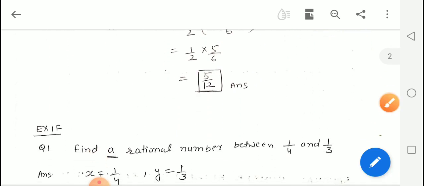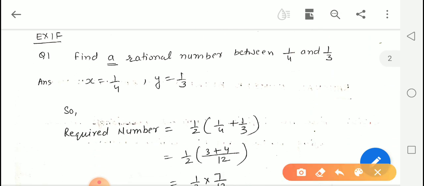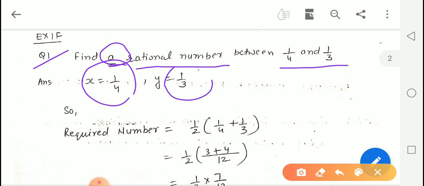Now let us do some more questions. Now exercise 1F, question number 1. In this we have to find one rational number between 1 by 4 and 1 by 3. So x is 1 by 4 here and y is 1 by 3.